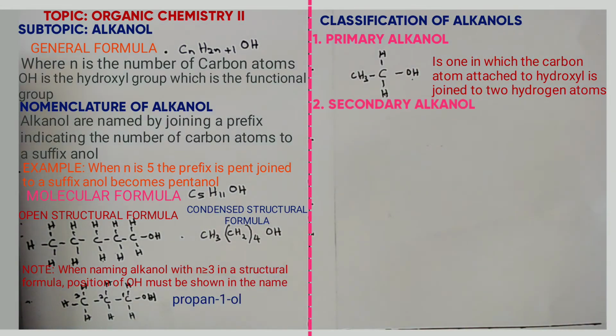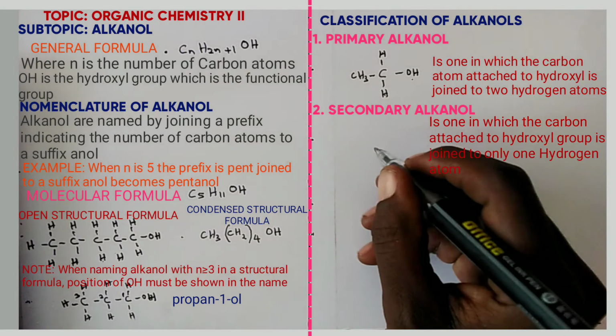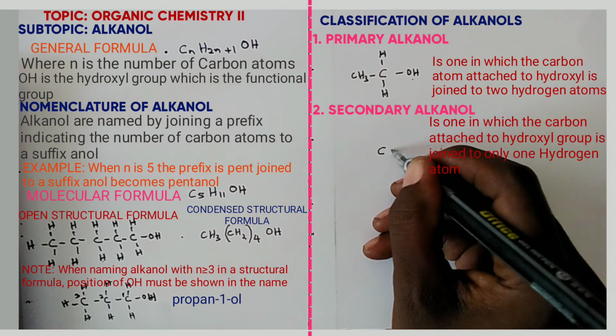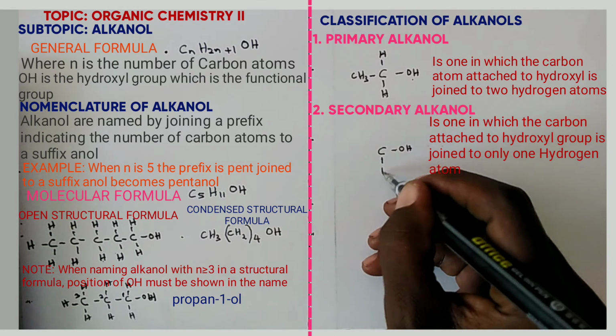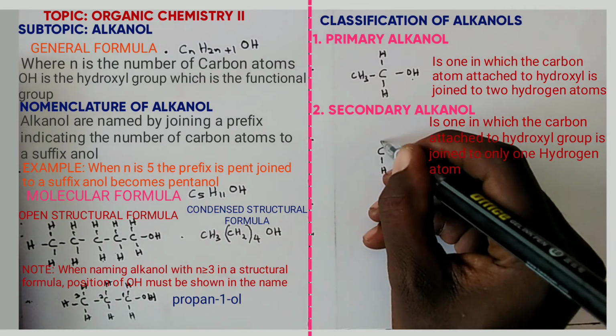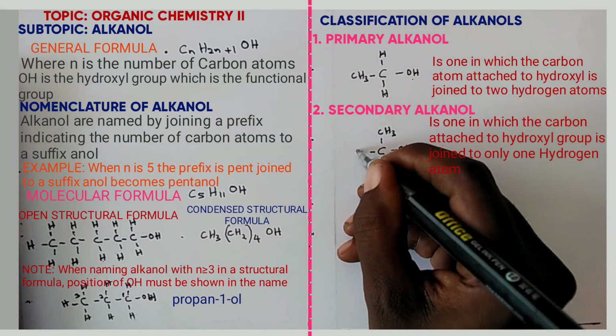Next is the secondary alkanol. This is one in which the carbon atom attached to the OH is joined to only one hydrogen atom. As shown, I draw the carbon atom attached to OH, joined to only one hydrogen, so it means the rest will be carbon atoms: CH3 here, and CH3 on this side.